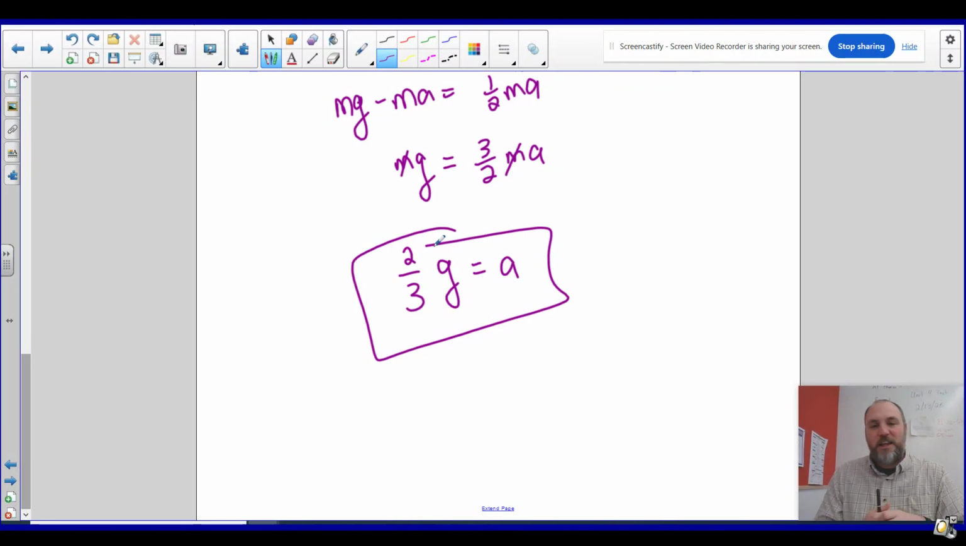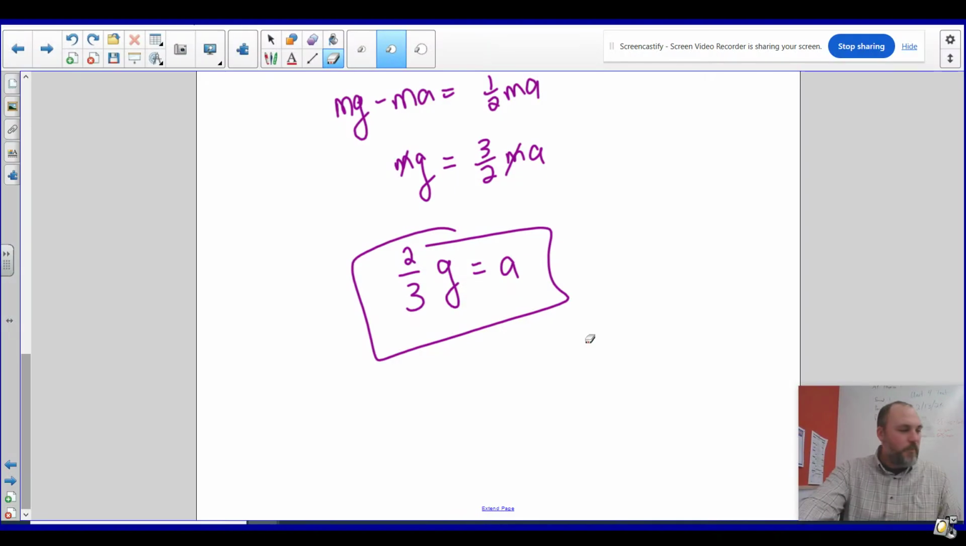We know it was going to land last, but now we have an expression for the acceleration. It should be 2/3 the gravitational acceleration. So now we know really how slowly it's going to go. And we could even use this to predict how much later it would take to land, or how much longer.